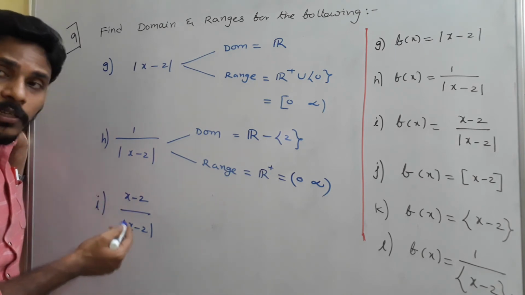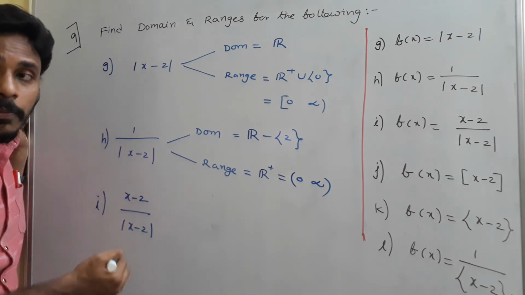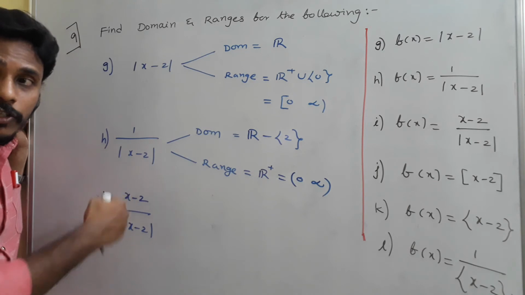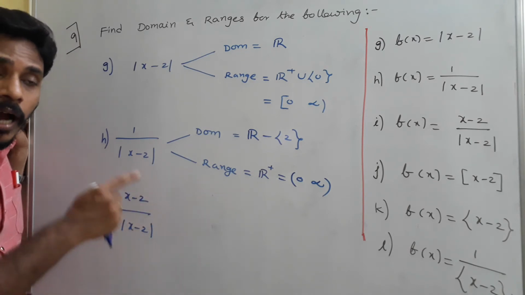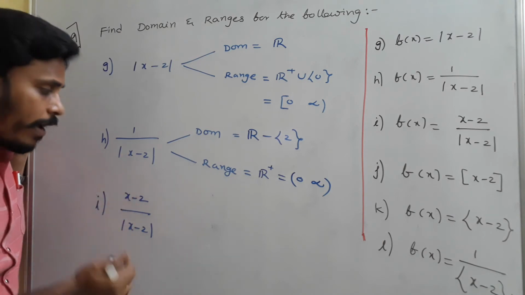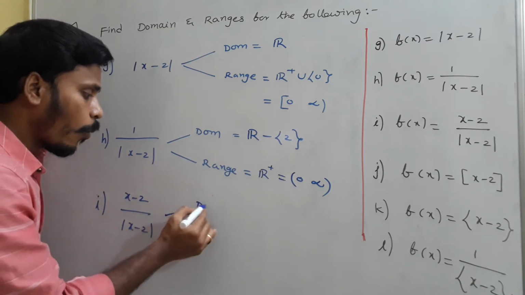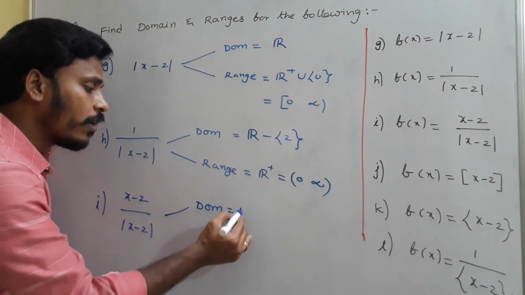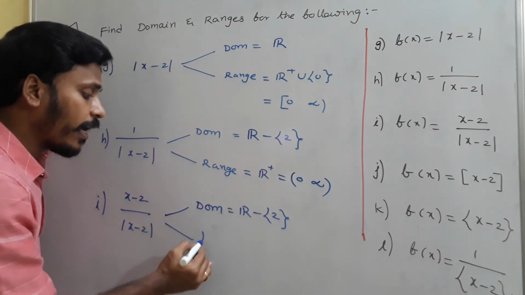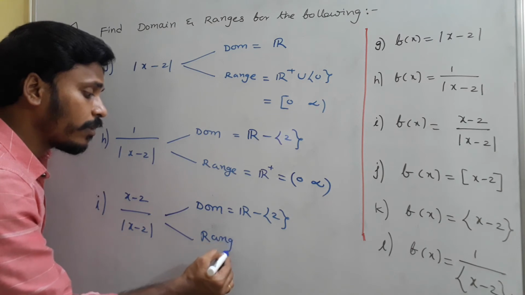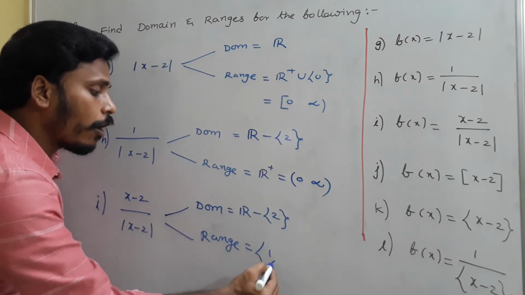See, for this function, if x is equal to 2, that means if both numerator and denominator are 0, then the value won't exist. In all the other cases, the value exists, and that value may be either 1 or minus 1, that's it. And that's why when you think about the domain of this, the domain is all real numbers minus 2 here itself. And again, the range is simply nothing but either 1 or minus 1.